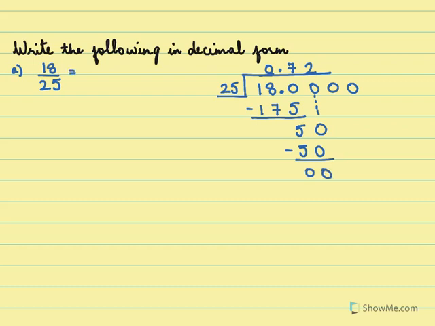So 18 over 25 is 0.72. Now you see the decimal is terminating because the division ends up. It's a terminating decimal.